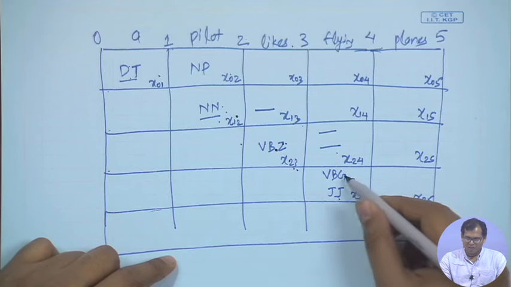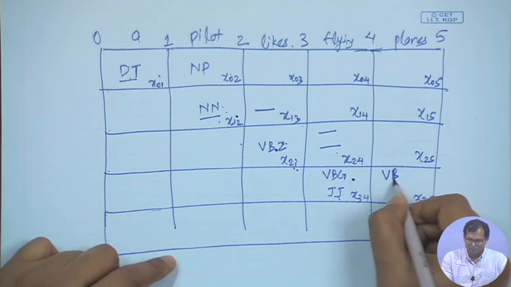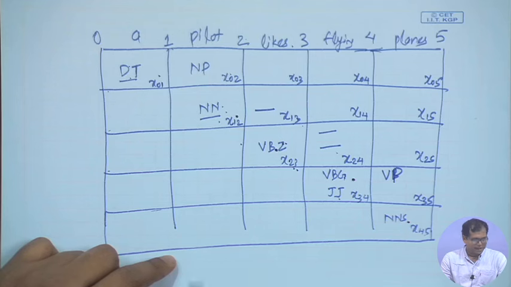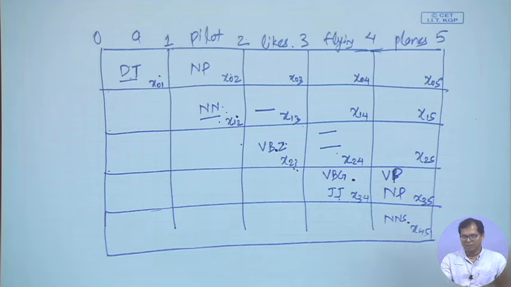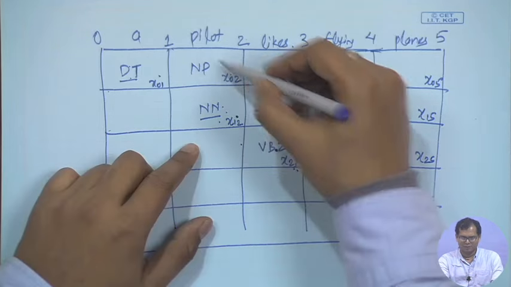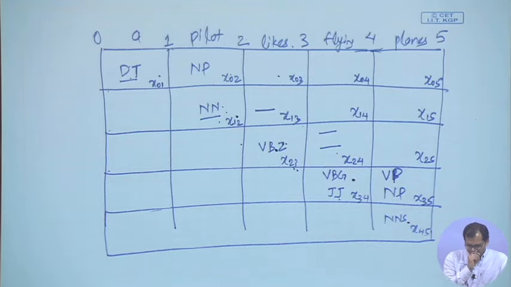X35: VBG followed by NNS? Yes, VP. And JJ followed by NNS? NP. Okay, so there are 2 possibilities here. So fine, this row is done, this diagonal is done. Now we go to the next step.